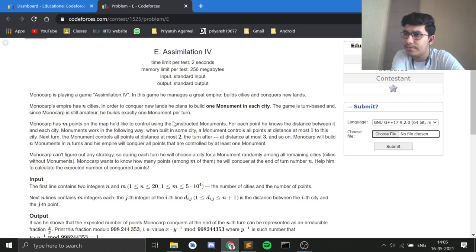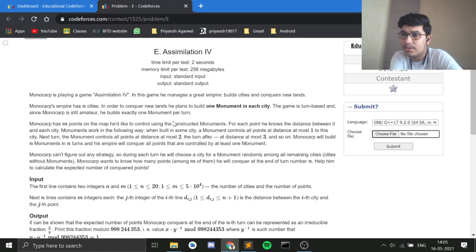Monuments work in the following way. When built in some city, a monument controls all the points at distance at most 1 to the city. Next turn, the monument controls all points at distance at most 2. Then the turn after, at distance at most 3, and so on. Monocarp will build n monuments in n turns, and his empire will conquer all points that are controlled by at least one monument.